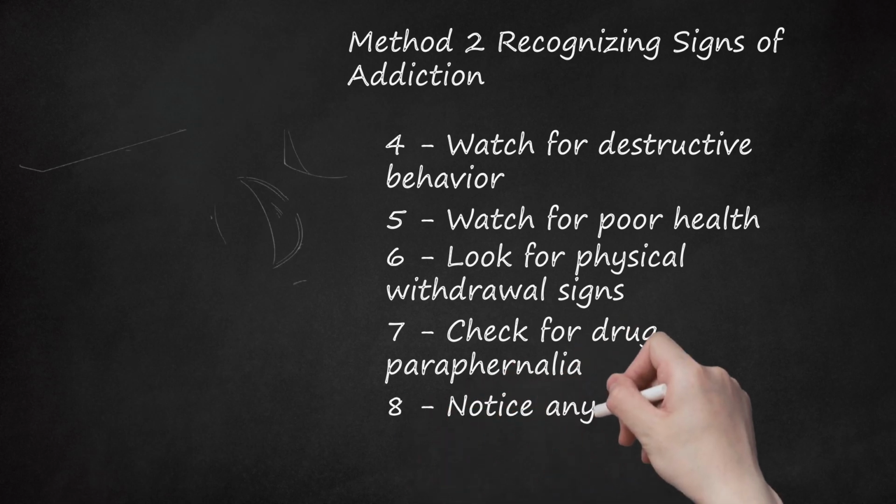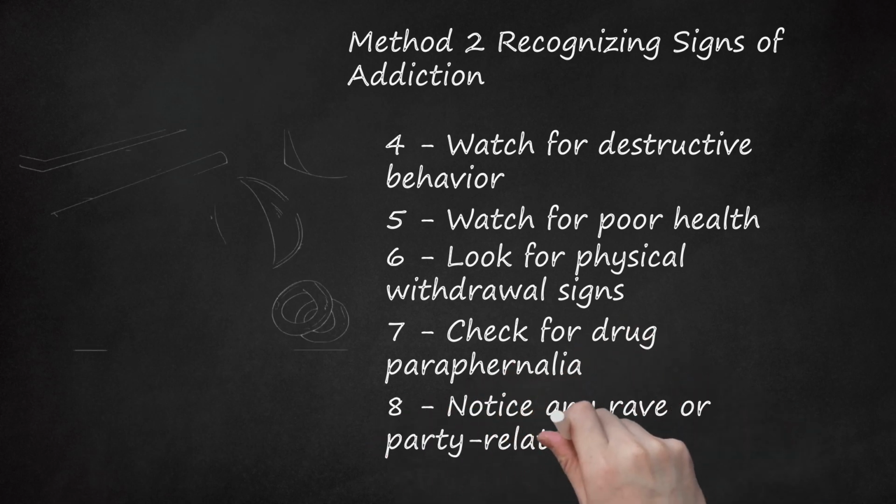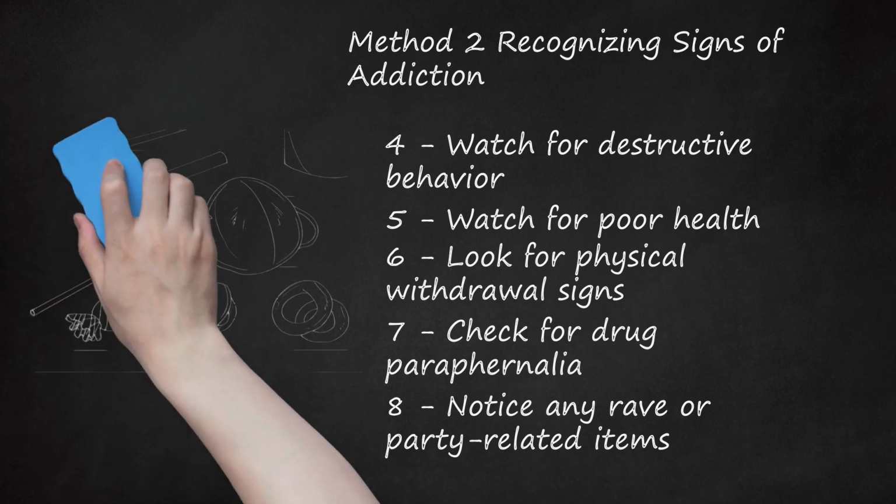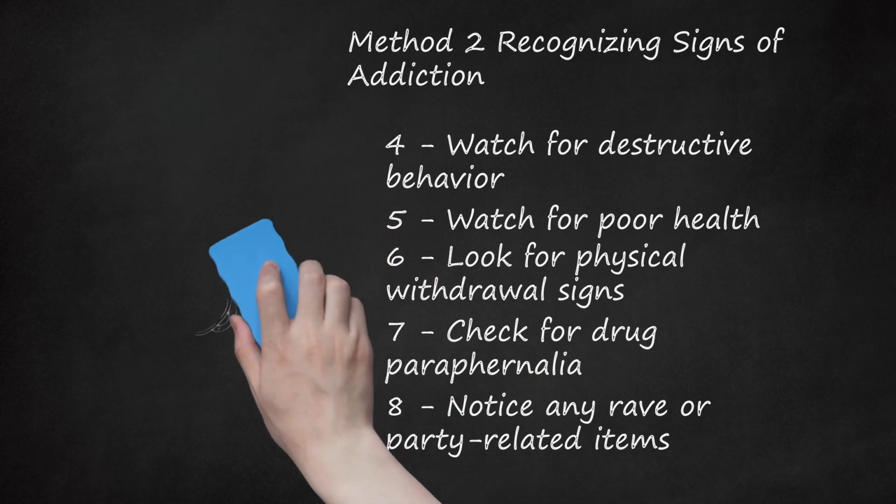8. Notice any rave or party-related items. Since club drugs are usually taken in very specific places, the person may have certain items that point to club drug usage, or participation in situations or activities that lead to club drug usage. For example, you may look for surgical masks, glow sticks, pacifiers, lollipops, bags of candy, or candy jewelry.